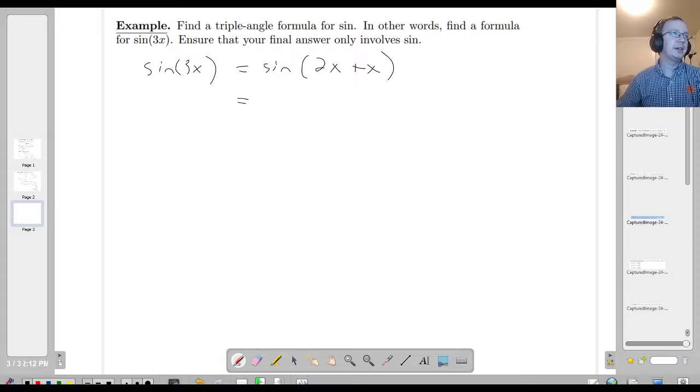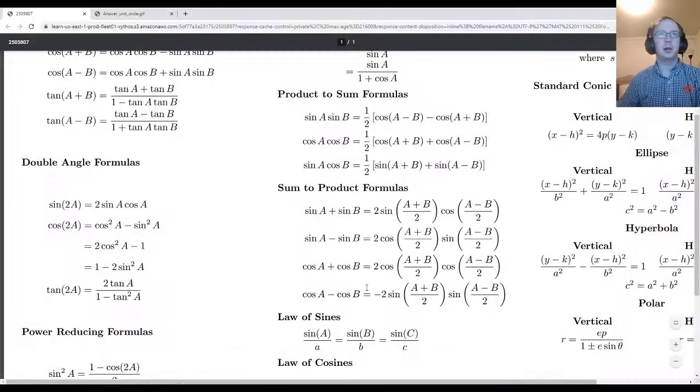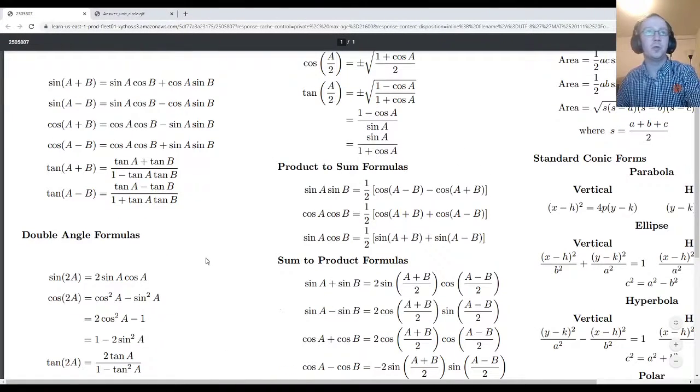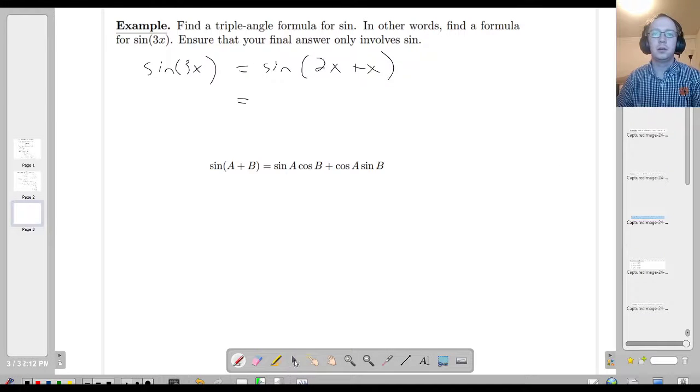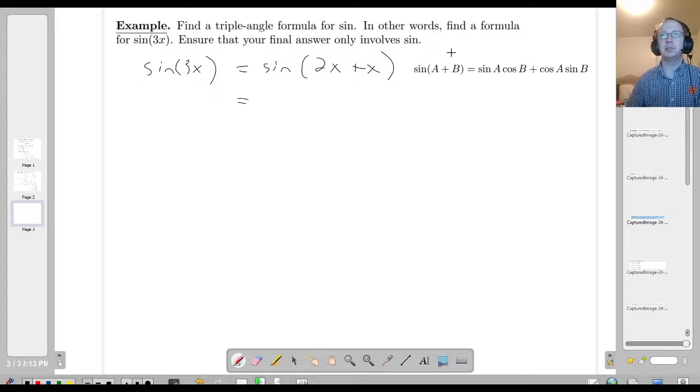Okay, so I'm adding angles together for sine. So I want to go ahead and grab my sum formula for sine. Okay, so we'll put that off to the side here. Let's go ahead and apply that. A is 2x, b is x. So let's see, sine 2x cosine x plus cosine 2x sine x.